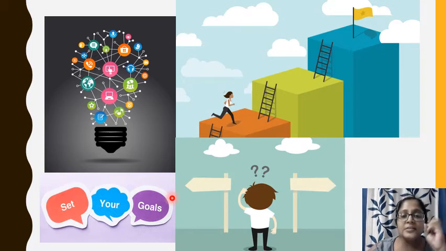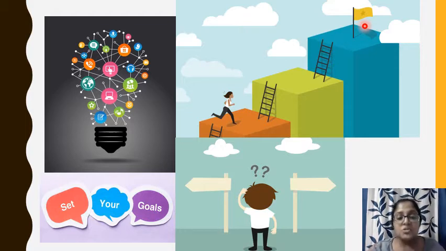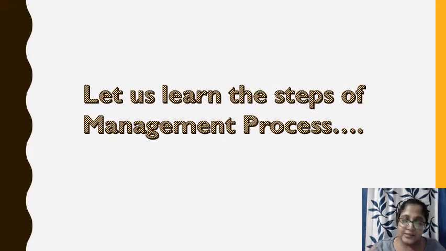Then you have to take decision. You have to use the resources that you have. These resources will help you to reach your goal or your aim, and then you need to start moving towards your aim until you reach it. This reaching of goal requires resources, and certain processes, certain steps, which are known as the steps of management process. So let us learn the different steps of management process together.